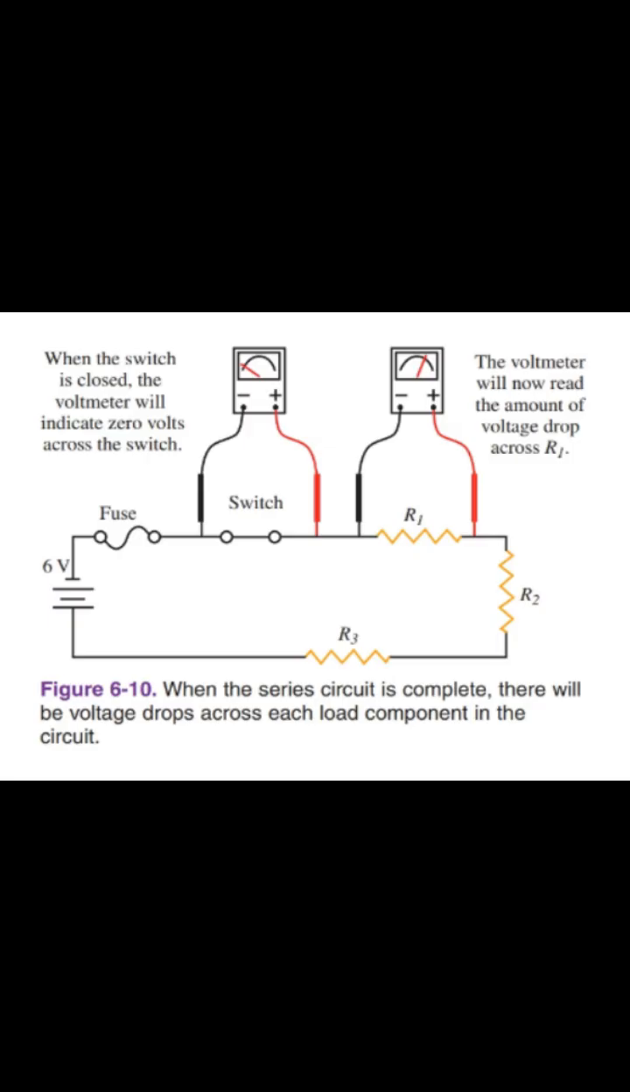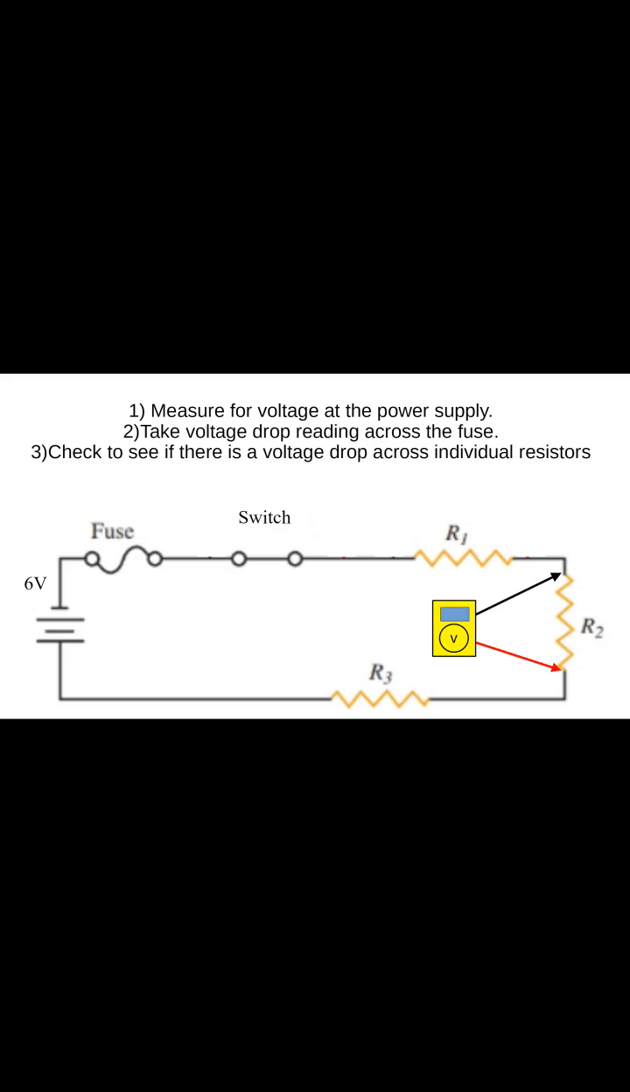Figure 6-10, a single pole, single throw switch, or SPST switch, that produces a voltage drop when it's closed is defective. Next, check to see if there is a voltage drop across the individual resistors. If a resistor connected in series in a series circuit is open, it will have a voltage drop equal to the source voltage. The other resistors will have no voltage drop at all.